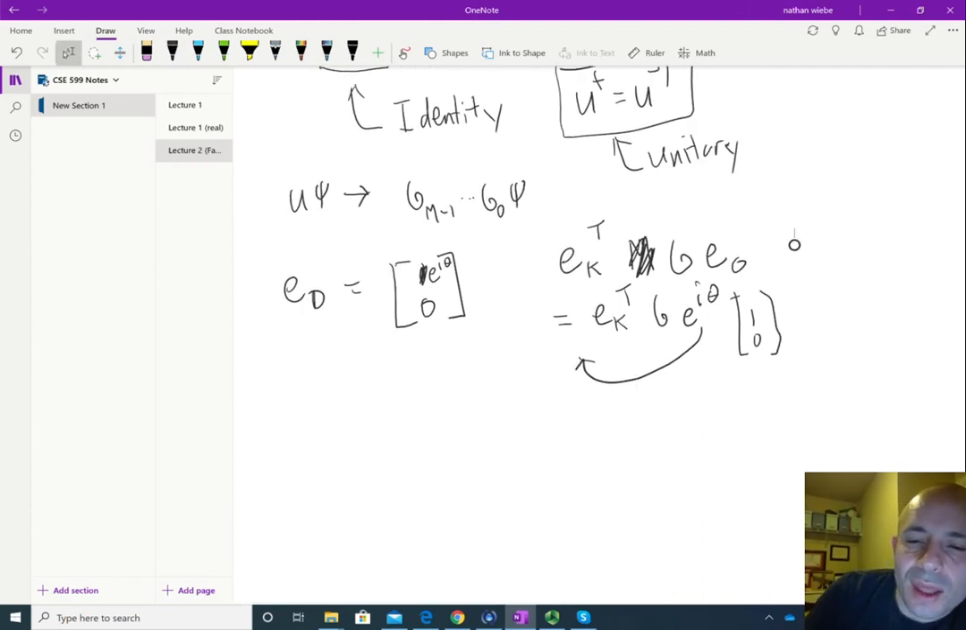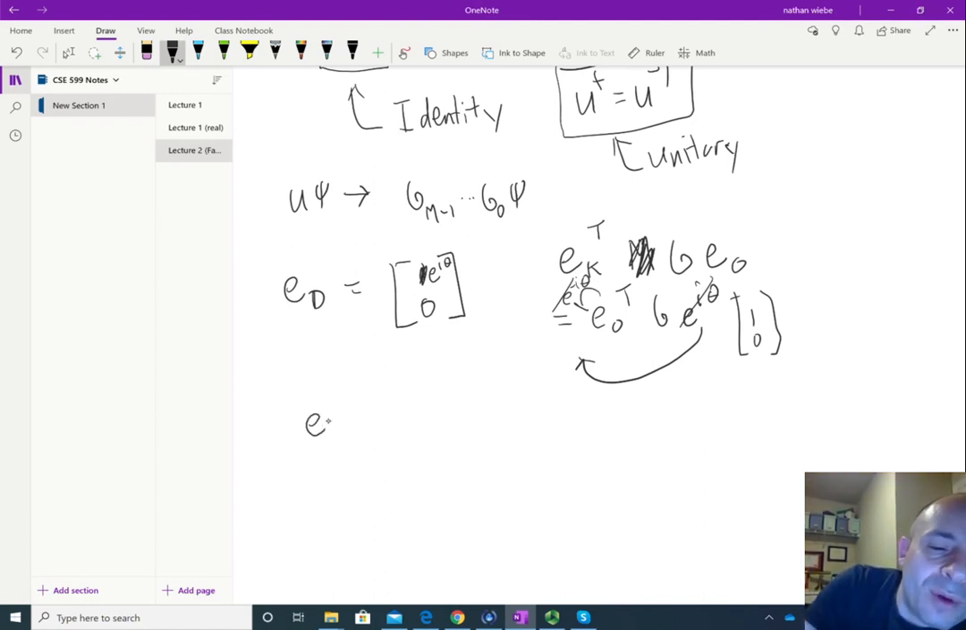And so, in particular, if we wanted to take a look at E0 transpose over here, we would end up getting an e to the minus i theta popping out, and those two would cancel. So this property, known as the global phase property, ends up saying that the expectation values that we end up getting are exactly the same, irrespective of the value of a phase that we multiply everything through.